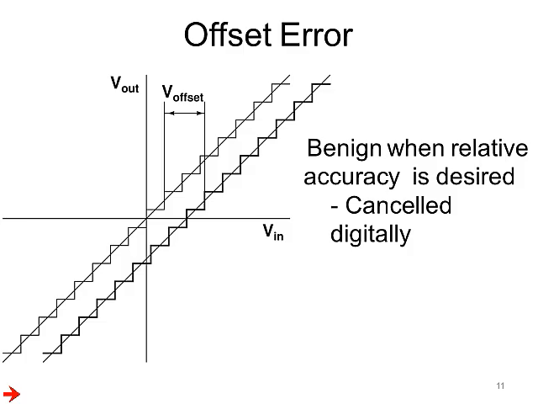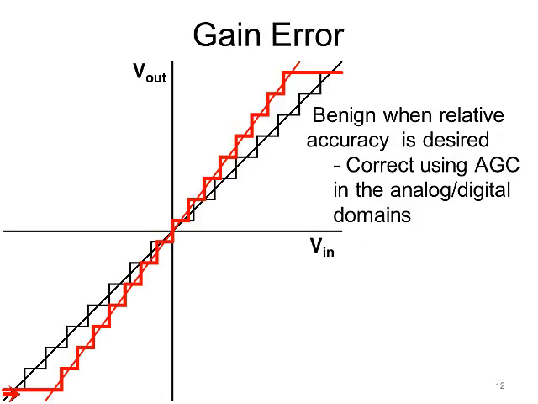Any real quantizer, of course, will not be the ideal staircase. One form of error is an offset error, where the actual staircase is shifted to the left or right, and this is usually very benign. The next form of error is gain error, where the slope of the staircase is different from the ideal slope. However, all steps are of the same size.